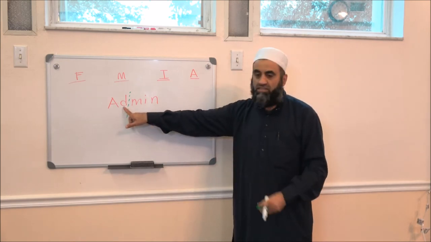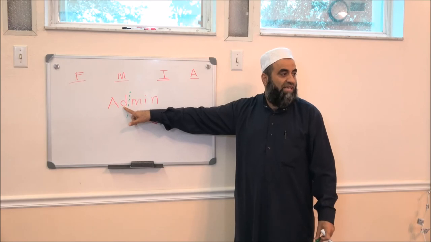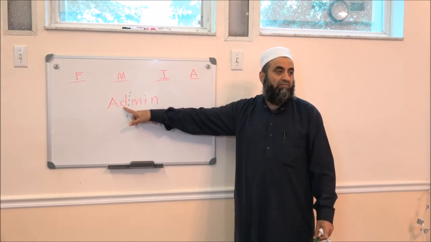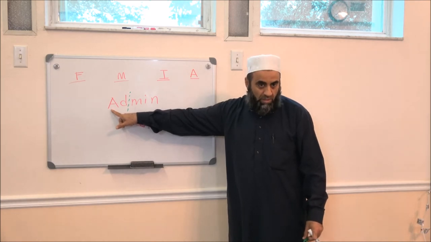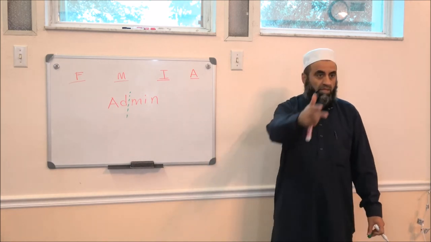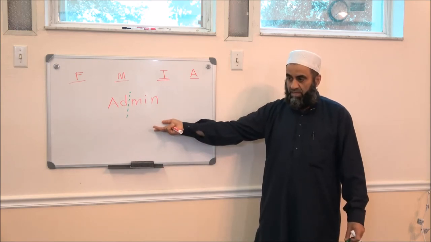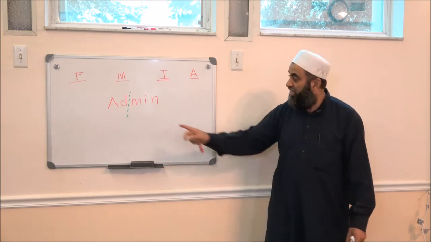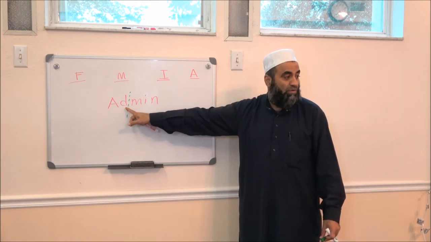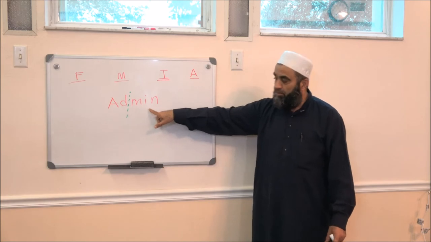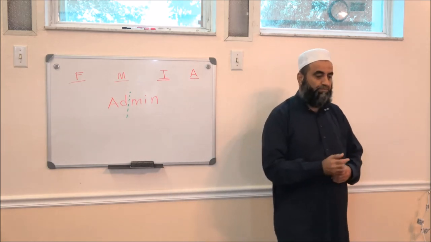Why did I divide it there? Because the D doesn't have what? A vowel. So the rule says any letter that does not have a vowel must be pronounced with the previous syllable. That's why native English speakers say admin. Notice that he cut it at the D, because the D doesn't have a vowel. Admin. Same thing applies in Arabic.